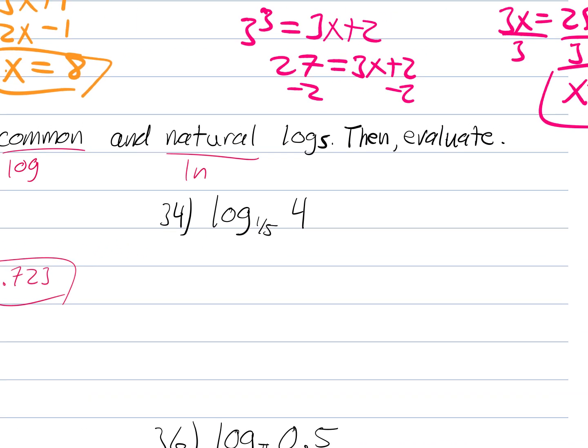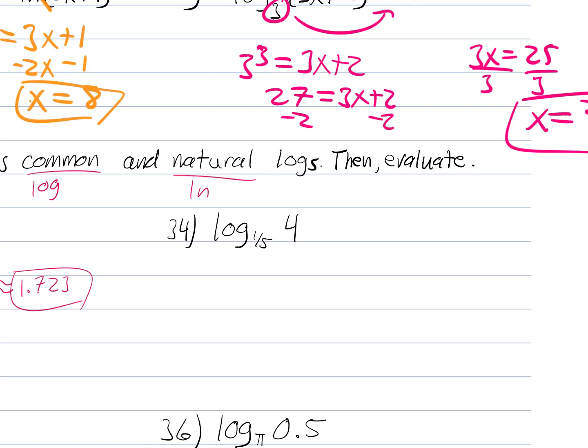All right, the next one is another one. So your calculator can't do this, but you can convert it into common logs, log of 4 over log of 1/5. And then this is the same as if I had ln of 4 over ln of 1/5. And then I can just put this in my calculator.